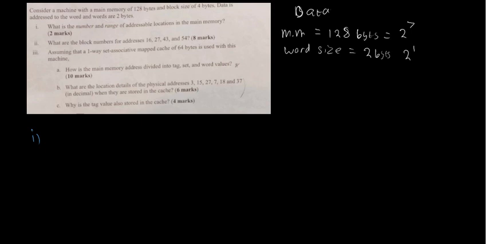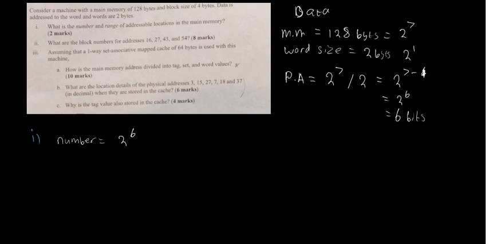So similar to what we did in that example, the physical address space is going to be equal to 2 to the power 7 divided by the size of our words, which is 2, which is 2 to the power 7 minus 1, which is 2 to the power 6. This is the total number of addressable locations, meaning we need 6 bits for our entire physical address. So now, to go back to the question: what is the number and range of addressable locations in main memory? The number is equal to 2 to the power 6.